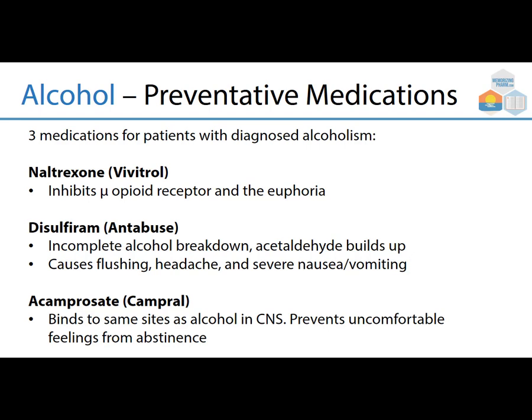But the thing with this is that the patient can just say, well, I'm not going to take these pills, and then I won't feel this bad effect. And then the last one is acamprosate, or Campral. This binds to the same sites as alcohol in the CNS, and it prevents the uncomfortable feelings from abstinence. So 3 different ways that we can attack this alcoholism. But again, it's a very, very, very difficult thing to get away from.